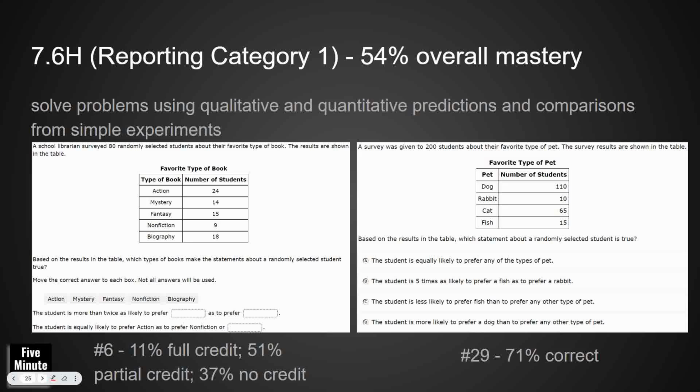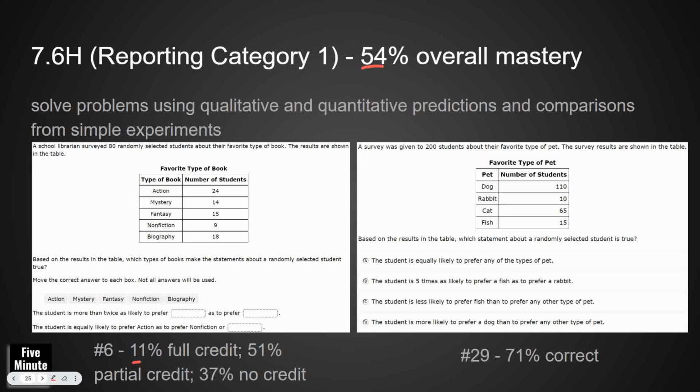For 7.6H, we are in reporting category 1. We've got 54% overall mastery. And take a look at this. We've got 11%. 11% get full credit. That means you get all 3 points correct. And number 29, they did really well with. But it's number 6 that really kind of messed them up. They're making qualitative and quantitative predictions from simple experiments. So let's take a look at this.